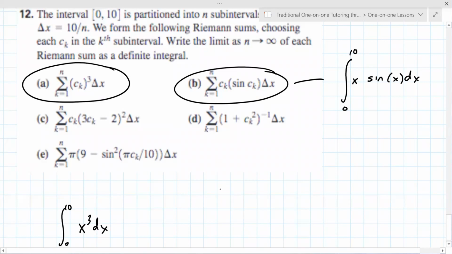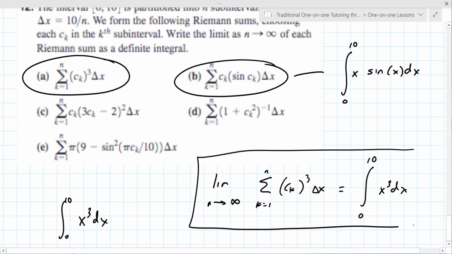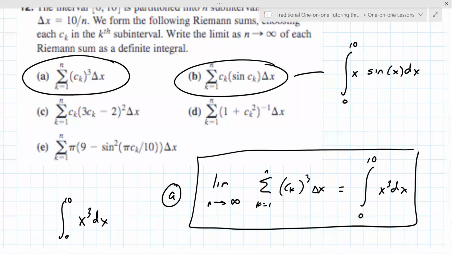But you're supposed to do it this way. You're actually supposed to write out the limit as n goes to infinity. Let me do that for part A. Sigma k equals 1 to n c sub k cubed delta x, and that equals the integral from 0 to 10 x cubed dx. So this is what your instructor is looking for in part A. So just rewriting it, basically. Yeah, just rewriting it. There's a bit more to it, but I think that's enough.